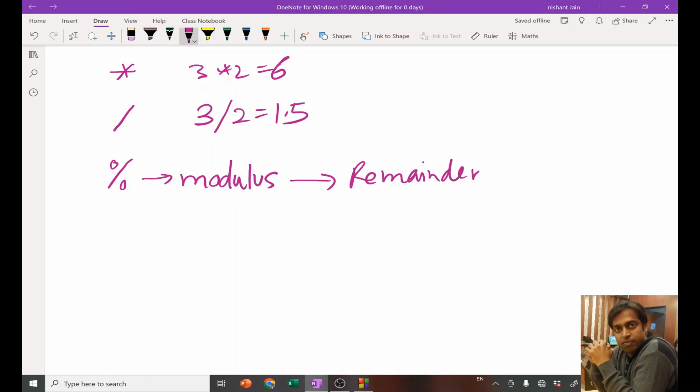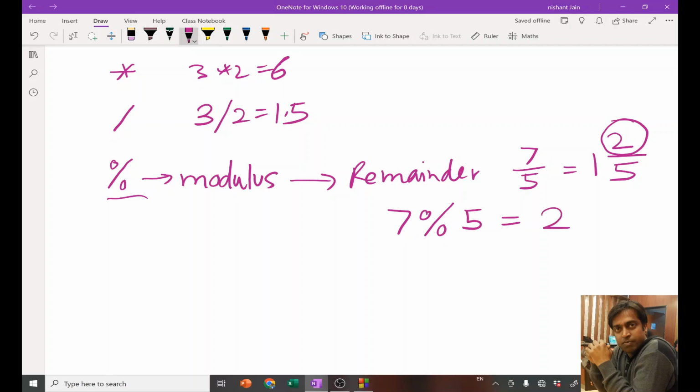Remainder in the sense that suppose we have 7 divided by 5. Over here, 5 divides into 7 completely one time, and 2 will be the remainder. So if we want to get this remainder, we can get it using this symbol. We just need to write 7 modulus 5, and the answer for this will be 2.